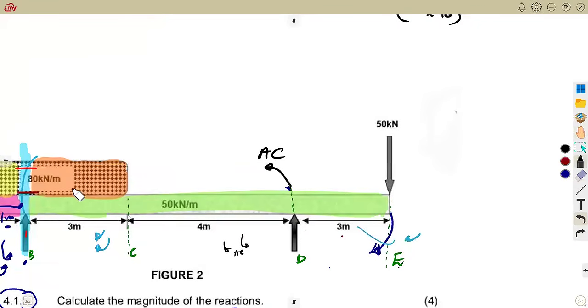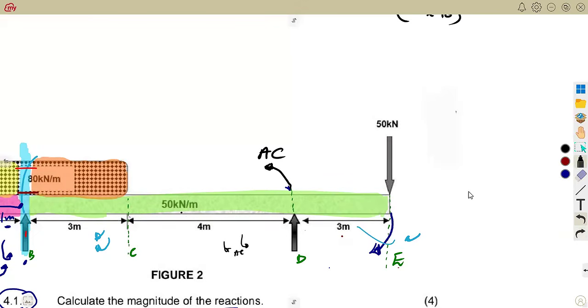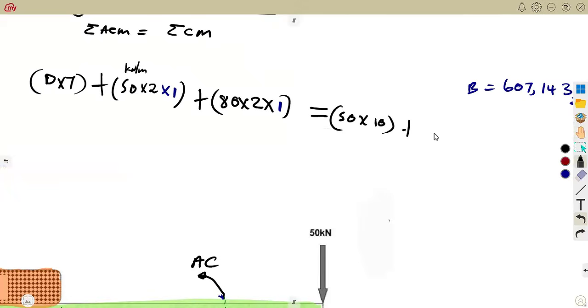We move on to the 50 kilonewton because it is distributed this side also, guys. The left side of this B, there is a distributed load of what? 50 kilonewton. Covering how many meters? For the same number of meters here, it is covering how many meters? 3 plus 4 plus 3, covering 10 meters. So it is going to be 50 times what? 50 times 10. So it's going to be 50 kilonewton times 10.